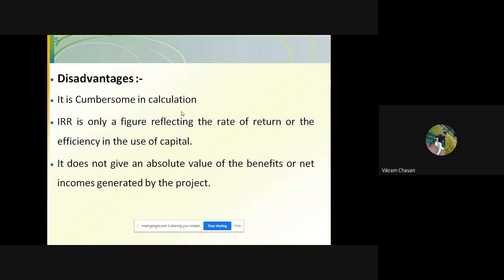And it just reflects the efficiency of the capital. So it will not provide the actual benefit value in the form of money. It just provides the efficiency of the capital.